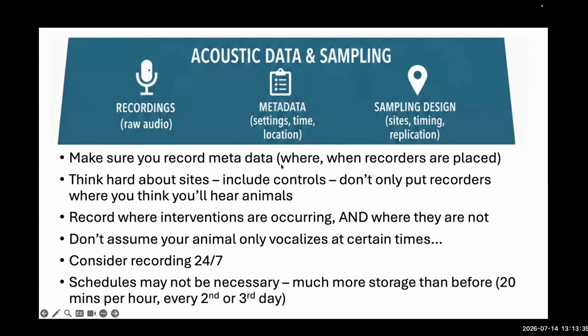Then you need to go out and you need to sample. I'm adding a comment here: make sure you record metadata, especially where and when the recorders were placed, because many recorders don't do a very good job recording that they've been moved. So make sure you record where and when you put them there. But think hard about your sites, okay? Include controls. Don't only put recorders where you think you'll hear animals. Include places where you don't think you're going to hear them, just in case you do hear them.